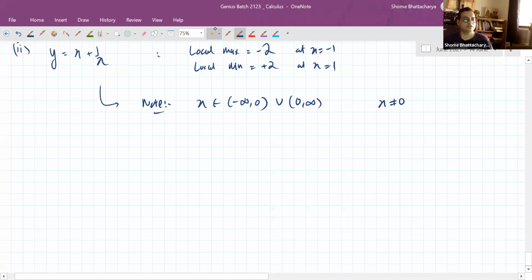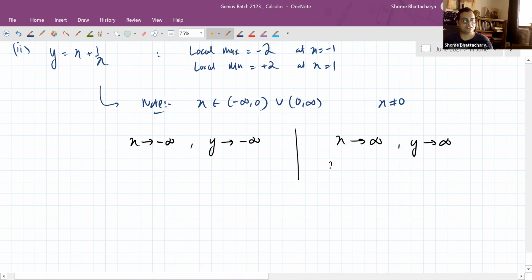Okay. So now let us look at, for example, what is happening as x tends to minus infinity. What is the value of y? It will tend to minus infinity, because this term 1 by x will be negligible when x is very large in magnitude. So basically y is like equal to x. So when x is tending to minus infinity, y is equal to minus infinity. And similarly, on the positive side, when x tends to infinity, y's value also tends to infinity. Okay.